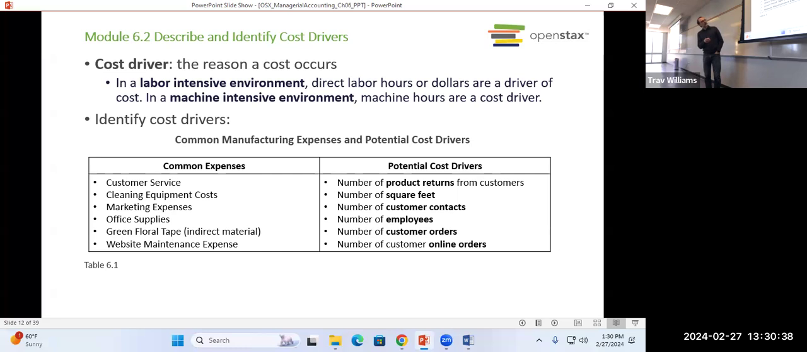So, for example, customer service costs. And we might base it on how many products got returned by customers. You might be thinking, wait a minute, customer service, that's an administrative cost. That's not a manufacturing cost. Well, welcome to ABC. In activity-based costing, you can use non-manufacturing costs to estimate overhead.